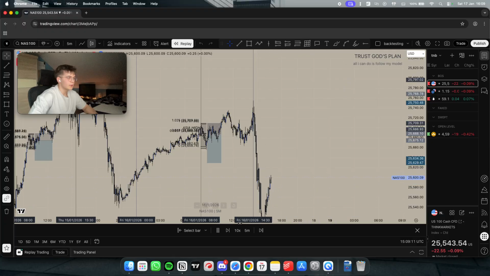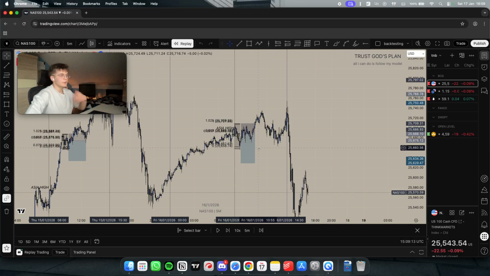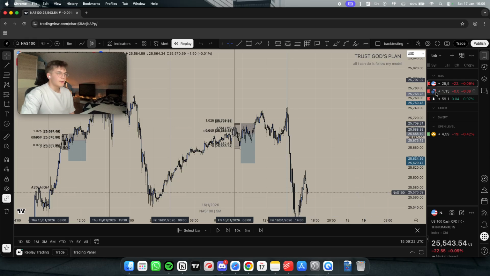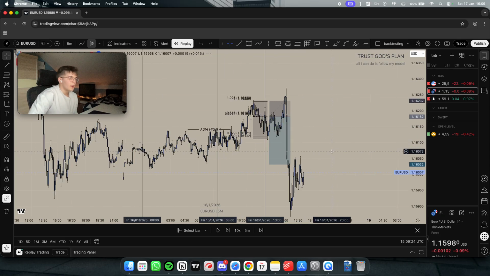But okay, no, sorry. This is the Friday trade. But we had 2 more trades on Friday. I took only 2 because that's what my rules state, 2 trades a day max. So this was the first trade. The second trade was on EU, and it was basically the same.